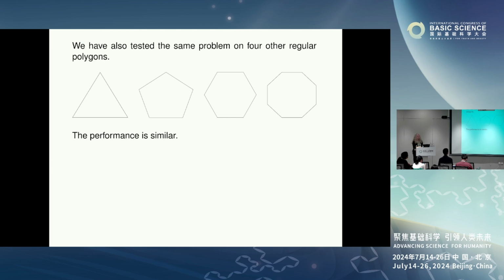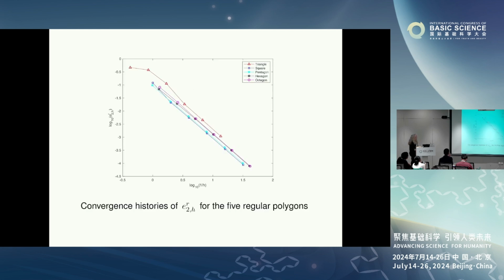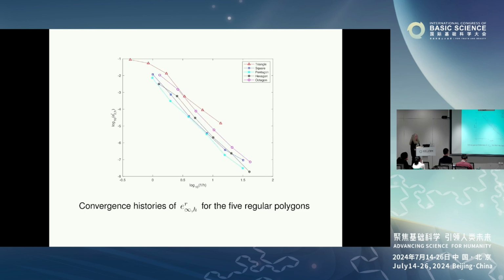We've also tested the same problem on 4 other regular polygons, and the performance is similar. So these are the convergence histories in the H norm for the 5 regular polygons, and the L infinity norm.